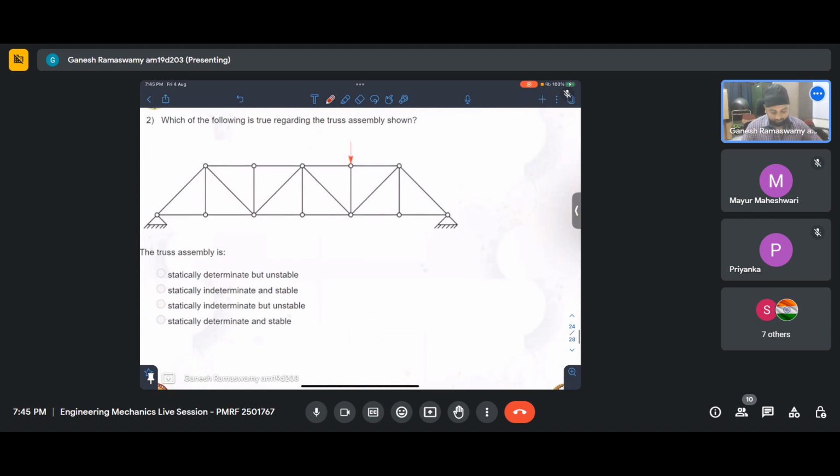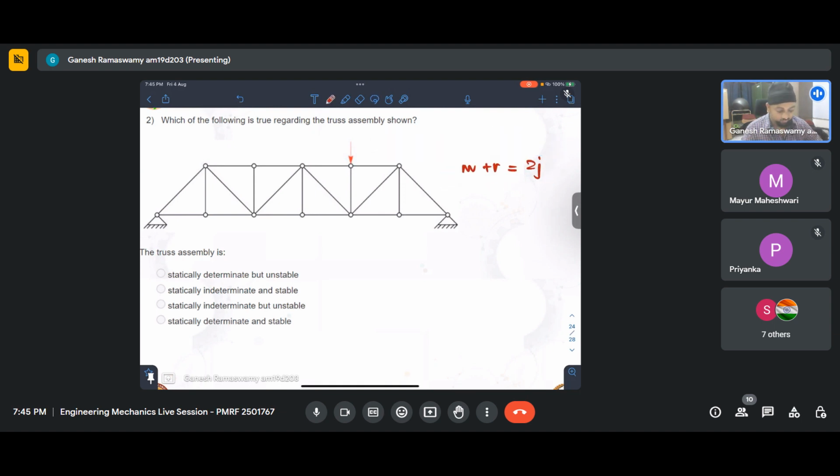Okay, so let us look at this problem. Which of the following is true about this condition? Before this, we need to discuss one thing about determinacy and indeterminacy. For that, we have one condition that M plus R equals 2J. If it is satisfied, it is essentially a determinate truss. But we need to understand why that is.